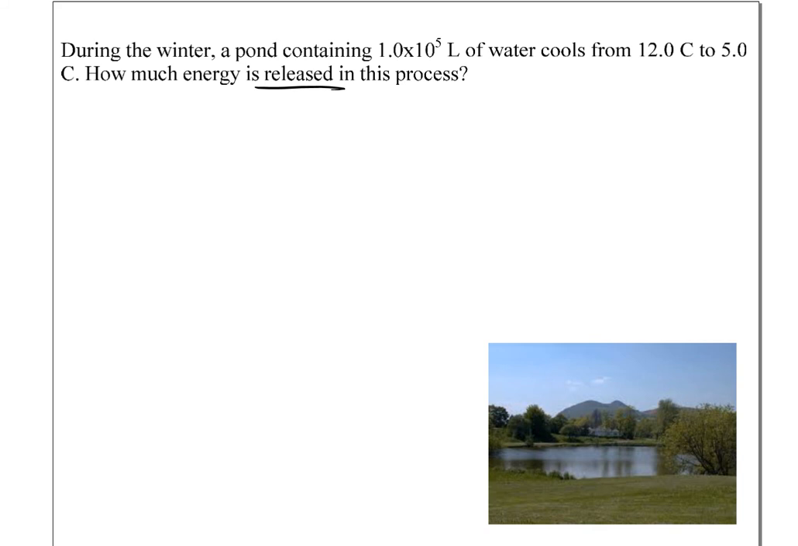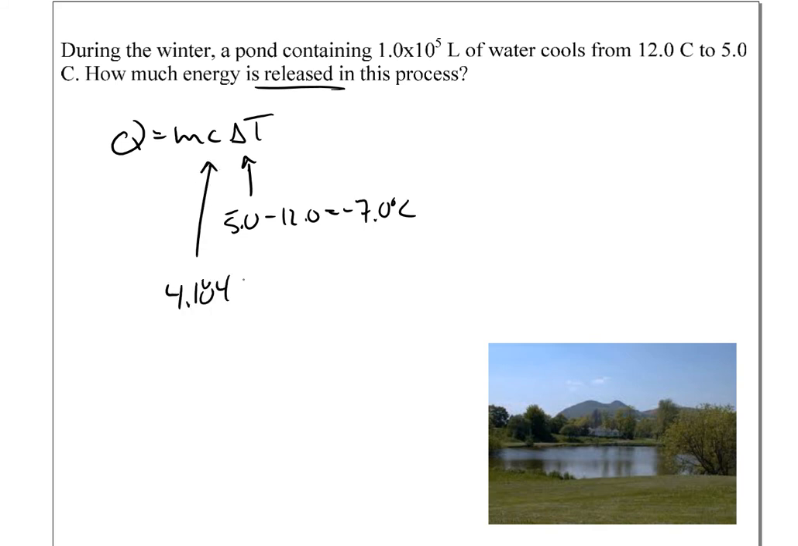So just like before, I encourage you to solve for the missing variable, which in this case we can do simply by writing out the equation. And then if we look at what values we have, a delta T, which in this case will be negative. 5 minus 12 gives us a minus 7 degrees Celsius delta T. We know a specific heat of 4.184 joules per gram per degree Celsius, but we don't have a mass just yet.